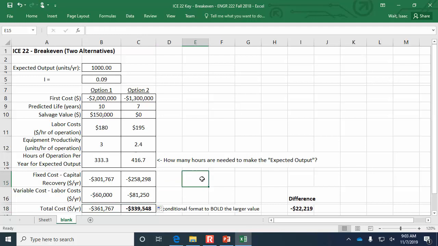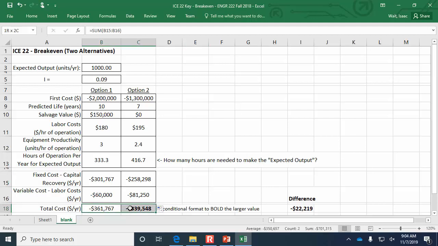Alright, so of the two, if you're only making 1,000 units per year, it's, hold on a minute. Yeah, that's right. It's cheaper to go with option 2. I did something called conditional formatting where it bolds the lower of the two. Let me show you how that works.